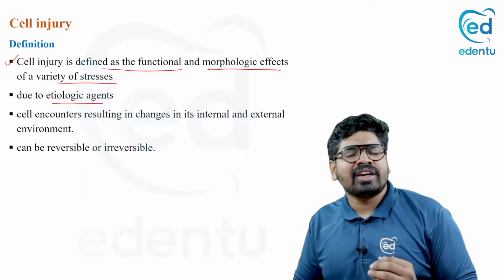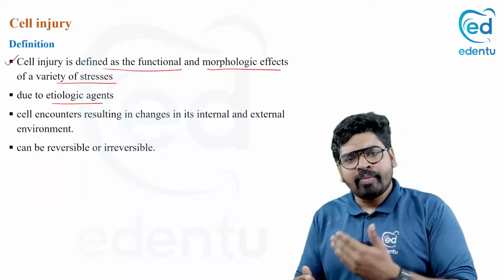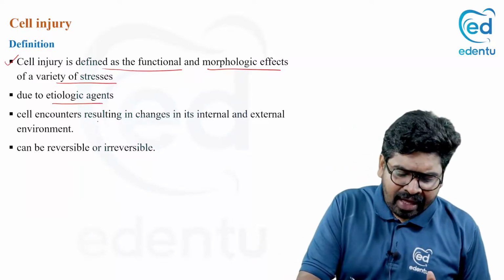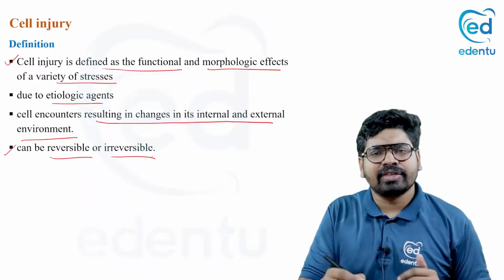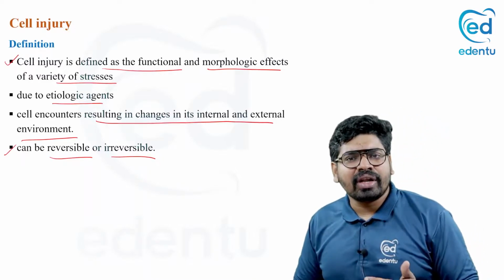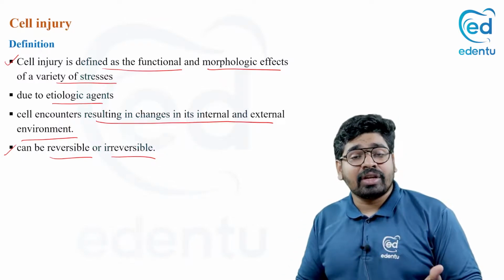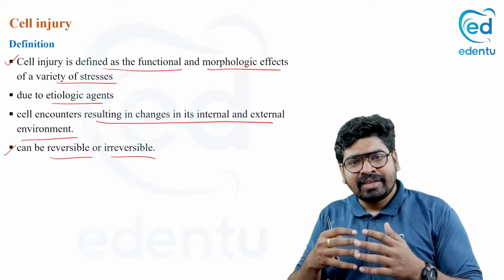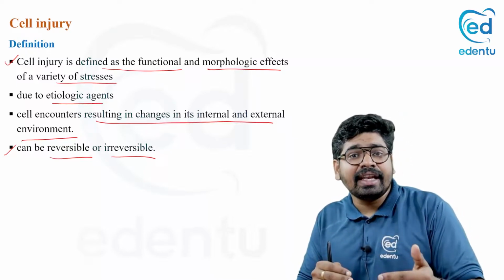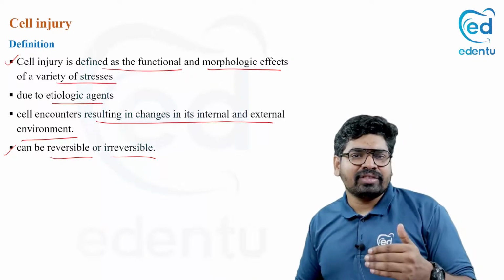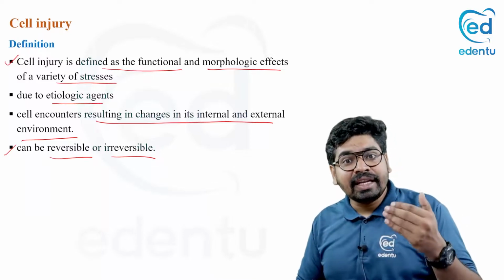Now coming to the external environment: your ultraviolet rays, harmful air outside, or any trauma occurring to your body from the external environment. So it can come from both internal and external environment, and the injury can be reversible or irreversible. When an injury comes to the cell, the cell can adapt to that stress and it can heal. That is called a reversible injury, because the cell can reverse its condition. If the stress is more than what the cell can hold, then it is called irreversible injury.